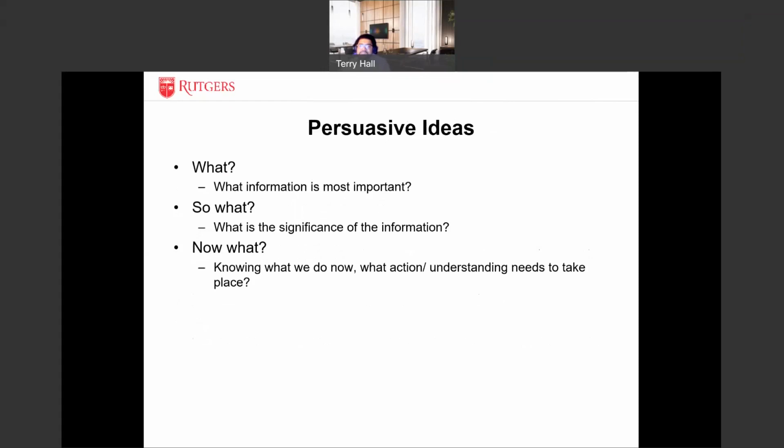When it comes to persuasive ideas, we want to keep this simple when we begin the writing process. We want to ask what, so what, and now what? What information is most important in this particular work? So what? What's the significance of the information in regards to the thesis sentence or the primary argument? And then now what? Knowing what we do now, what action or further understanding needs to take place for the audience member to really gain a sense of what the author is getting at.